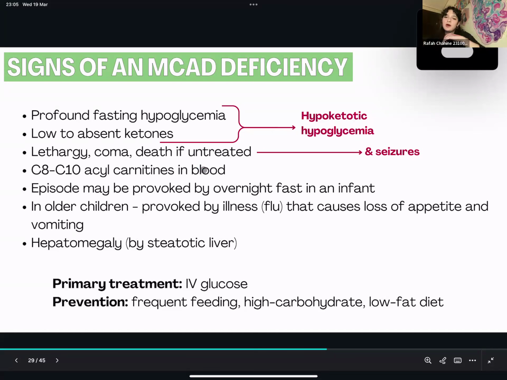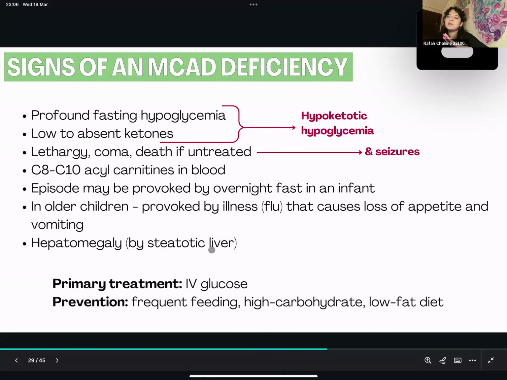Okay, now these episodes we said previously will be provoked by an overnight fast, and in older children by illnesses such as the flu that might cause loss of appetite and vomiting. And finally, this one thing that was not mentioned in your slides, but might be relevant, is hepatomegaly. I'll explain what steatotic liver is later on, but hepatomegaly is when the liver becomes enlarged.